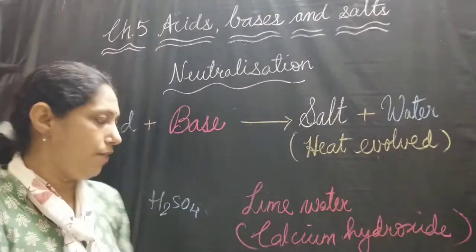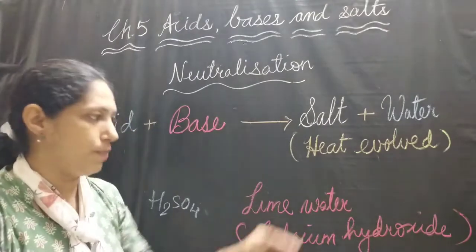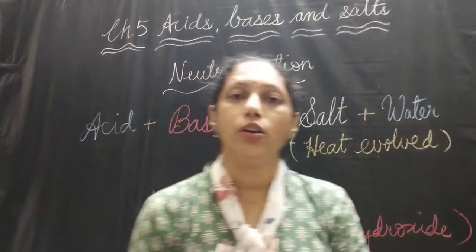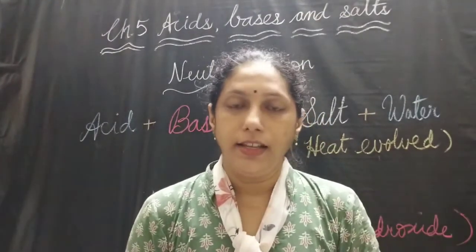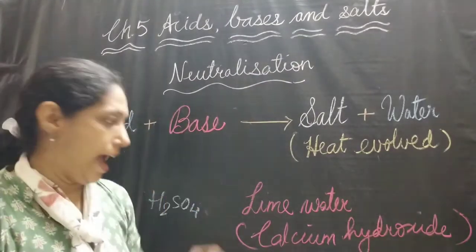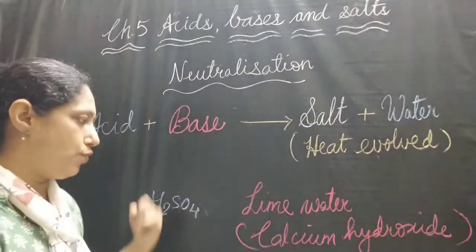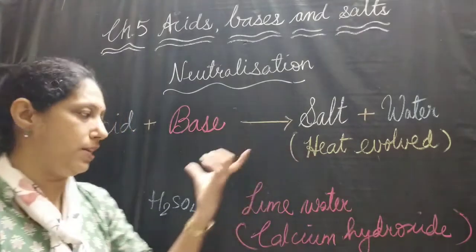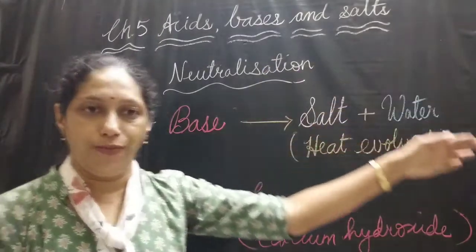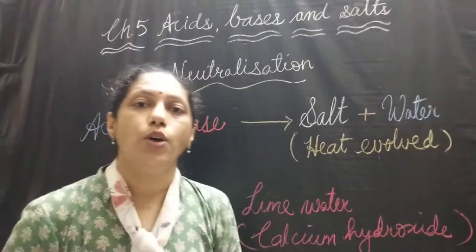There is one question: if sulfuric acid H2SO4 is added to lime water, calcium hydroxide, then will the reaction mixture be hot or cold? The answer is, here the H2SO4 sulfuric acid is an acid and lime water calcium hydroxide is a base. So when H2SO4 is added to lime water, there will be a reaction between an acid and a base, and at the end of this process salt and water will be formed and heat will be evolved. That's why the reaction mixture will become hot.